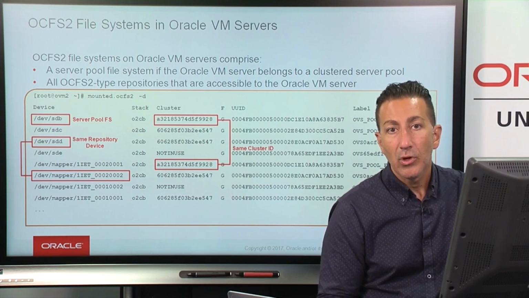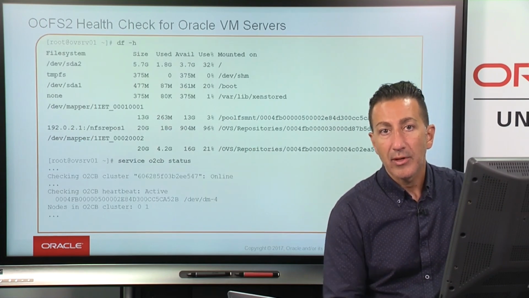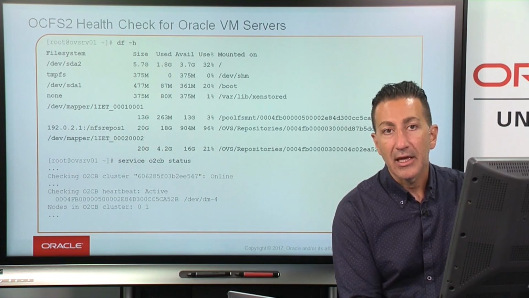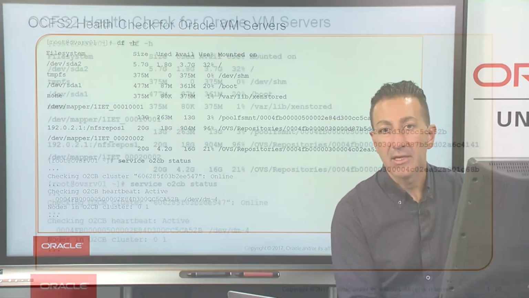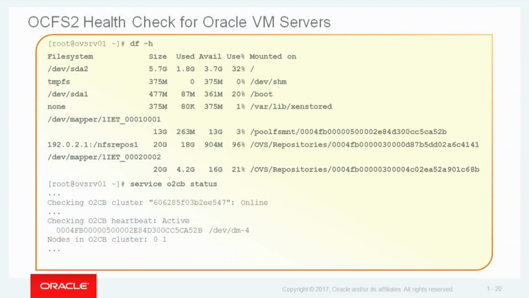So it means that, for example, you should be able to use it in another cluster server pool if you want to do so. Well, in addition to that, you need to deal with some issues or problems. For example, you have the way to check the status of the OCFS stack, the health check on the Oracle VM server. First of all, with df -h, you should be able to list these devices and device mappers. So you have, for example, for pool FS mount, this is the main point, meaning that this is a server pool file system, and for the OVS repositories it means that this is a device that is being used to create a repository.